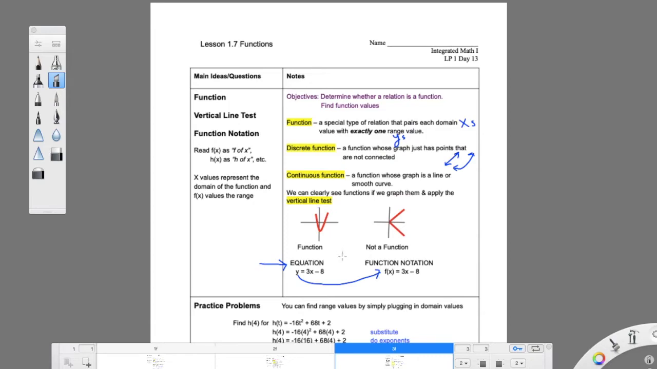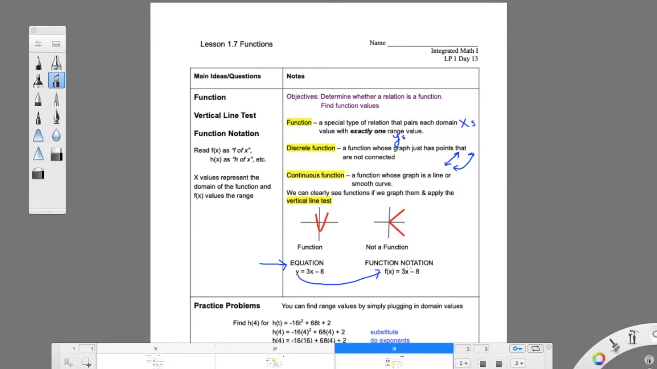So whatever letter's in front, in this case f of x, it's the same idea as y. We solve it the same way we would a normal equation. It's just a specific notation for functions. X values represent the domain of the function, and f of x values are the range. So again, same idea as I set up here. We have the x values of the domain, but instead of y values, it's what we get for f of x, so what this equals when we plug things into it.